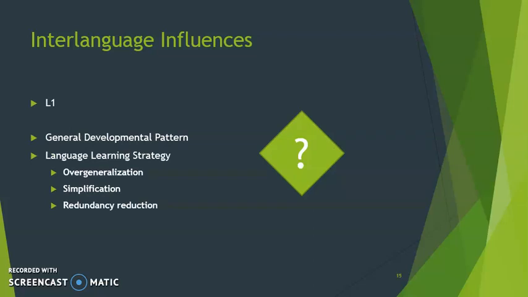Now, how can we tell whether it's a general developmental pattern or a language learning strategy? Since the language learning strategy allows us to be more specific, it makes sense to appeal to these when explaining interlanguage, because we can see these patterns in the interlanguage. And again, I want to stress that not all simplification is redundancy. For instance, subject-verb agreement in English is not a redundancy reduction.